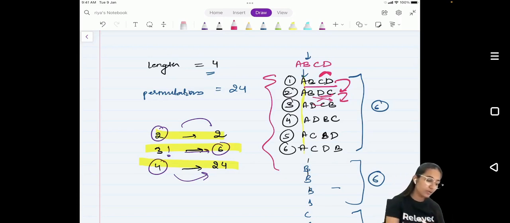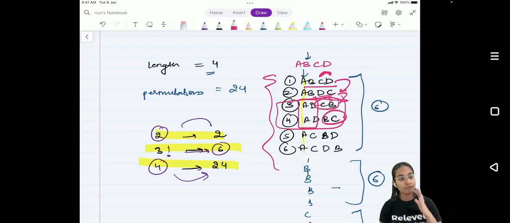Again, you can see if I have this, A and D were fixed and only these two are swapped. So from one permutation you can always go to another permutation by just doing a simple swapping of the characters. Remember that. That is going to be the heart of this solution whenever you are trying to find the permutations.